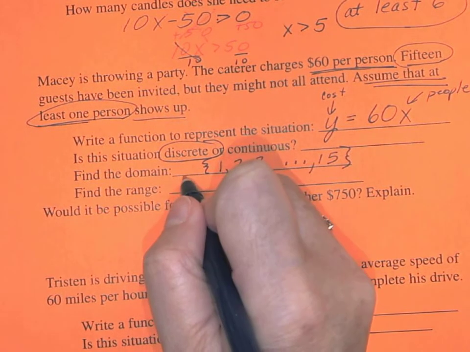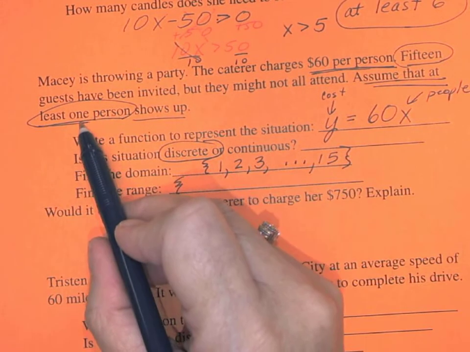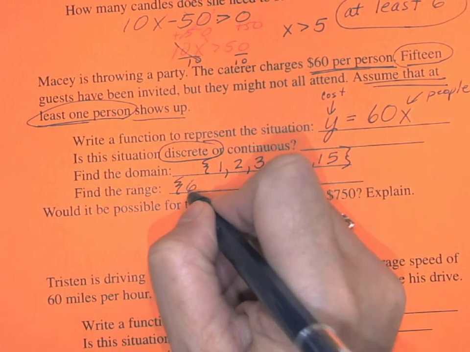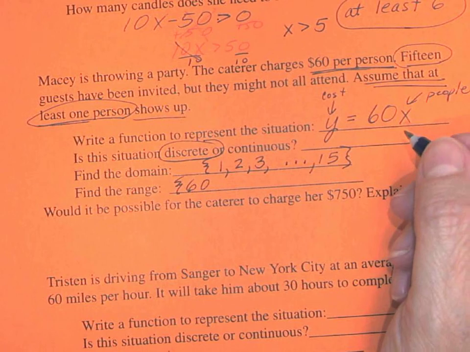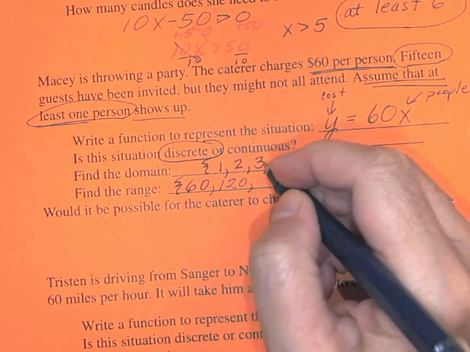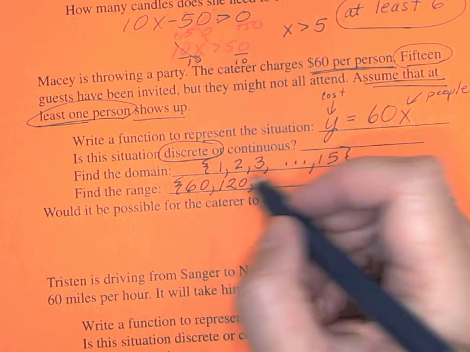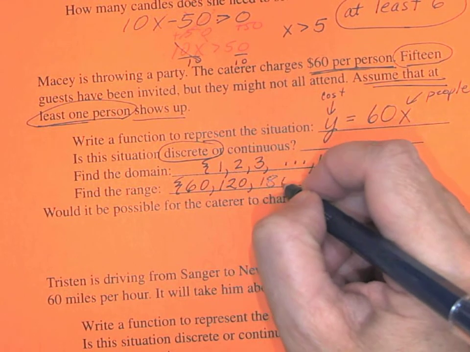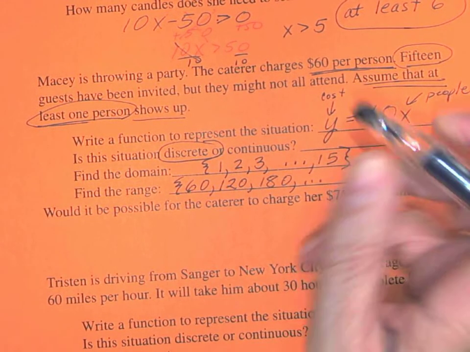So the range is her cost. Can her cost be 0? No, because at least one person shows up. So when that one person shows up, it cost her $60. But then she adds 60 for each person. So her cost could be, now, what can her total cost be?